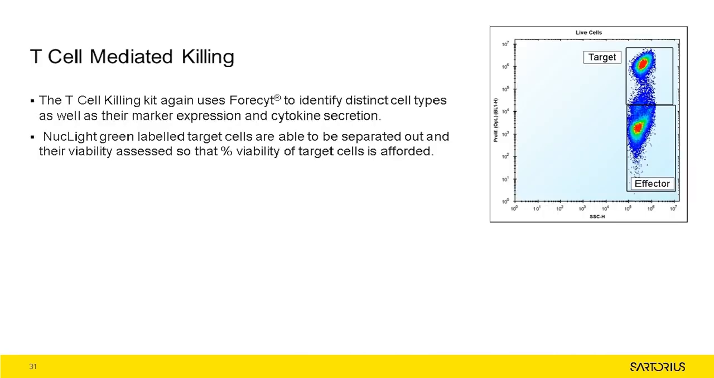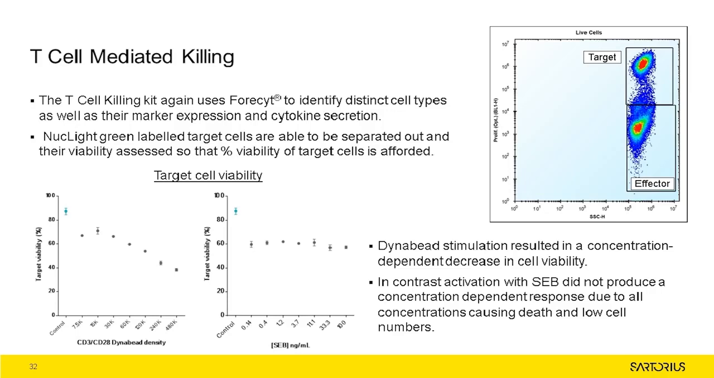As mentioned earlier, the killing kit gating strategy allows for the separation of green-labeled target cells from the immune population and calculation of target cell viability, which has been plotted up here. As expected, the Dynabeads induced a concentration-dependent decrease in target cell viability, whereas SEB activation resulted in similar levels of killing across the different concentrations. This difference was again due to SEB potency, creating a blanket high cell death over all concentrations and low target cell numbers, creating this flatter effect.